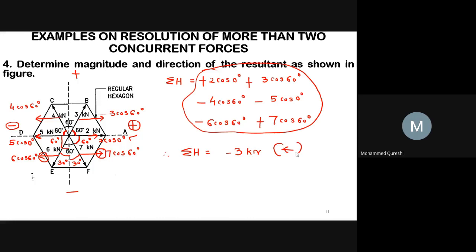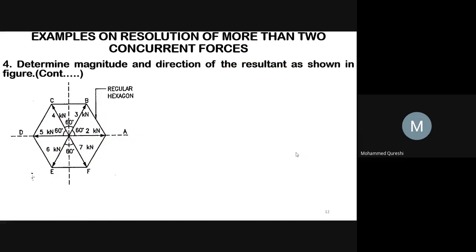Now we will go for the vertical component. So our next step will be sigma V equals to, first, 2 kilonewton. Here it will be 2 sine 0, and here 3 sine, making an angle 60 degree with the horizontal. So 3 sine 60.